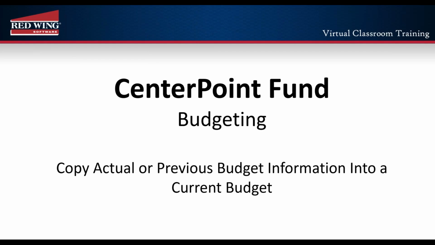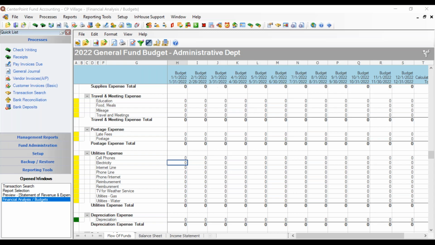This CenterPoint Fund video will be on the feature of budgeting, and it's going to cover the topic of copying actual information or previous budget information into your current budget. For my example, I will be working on a general fund budget for the Administrative Department. I'm going to be copying over from actual information our electricity expense.